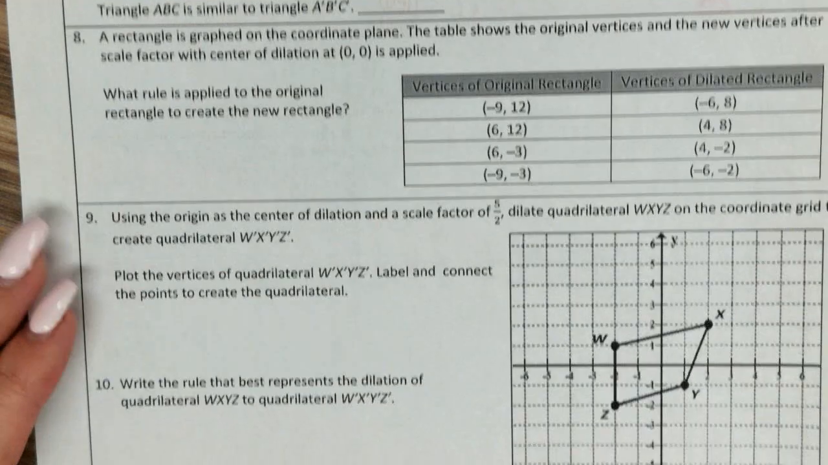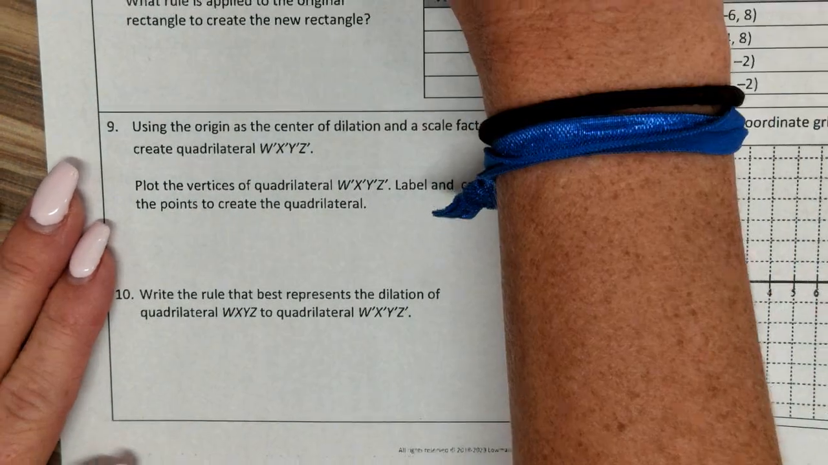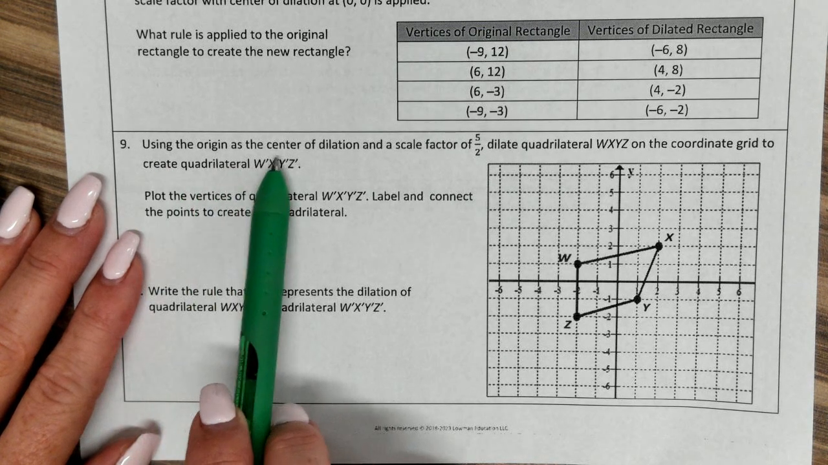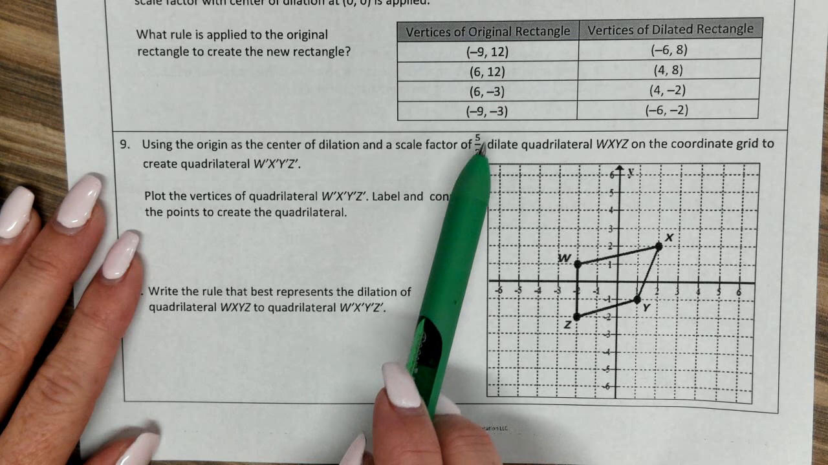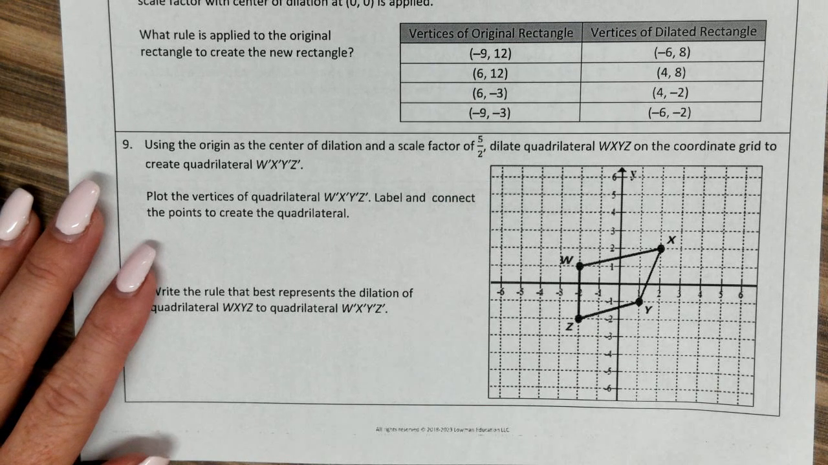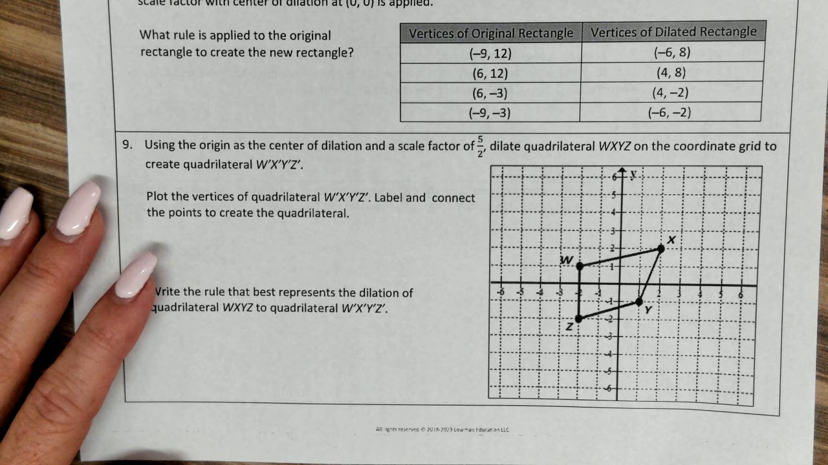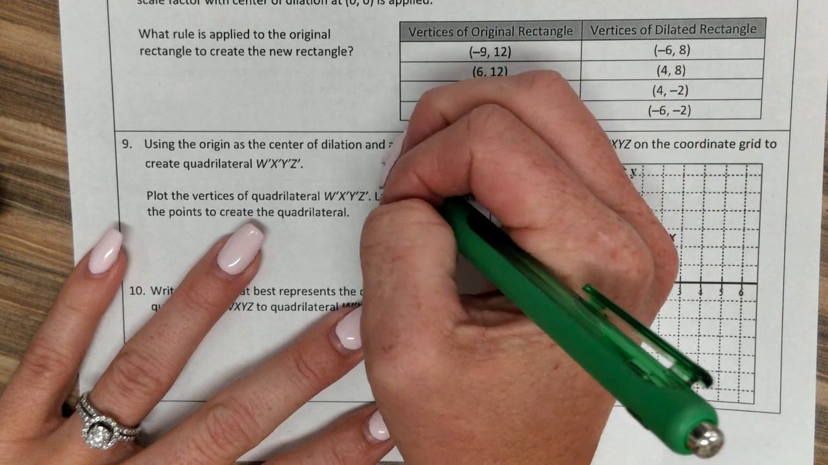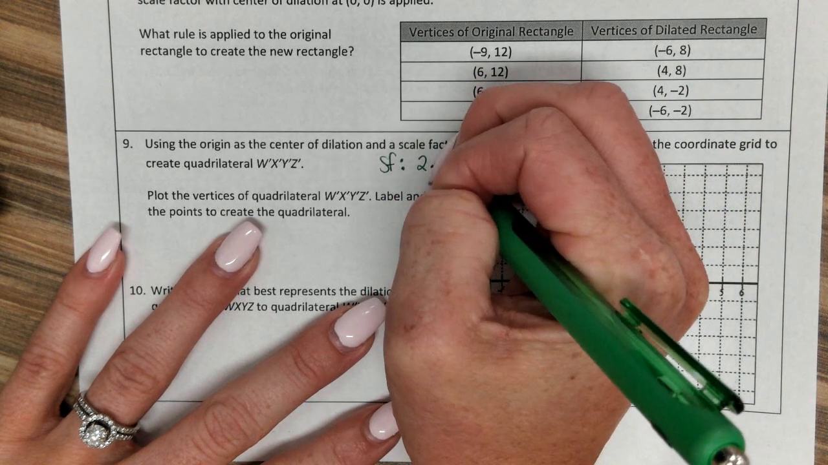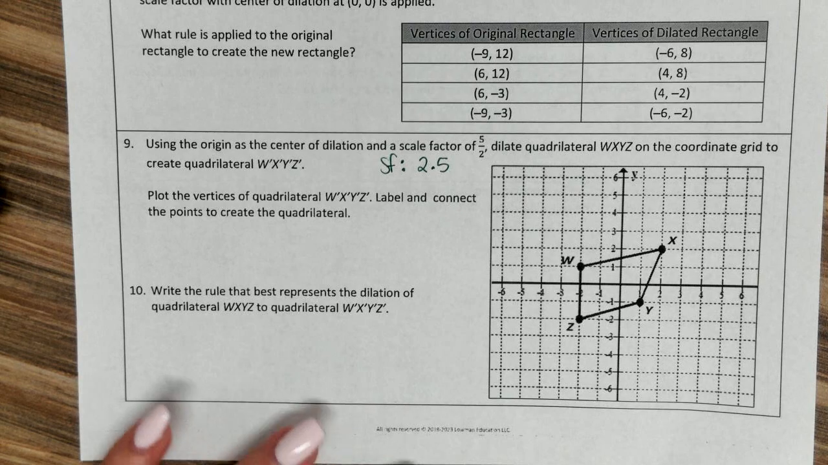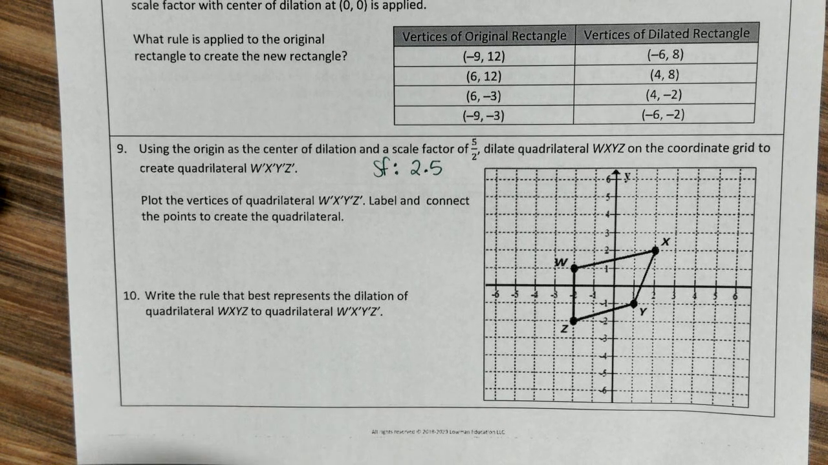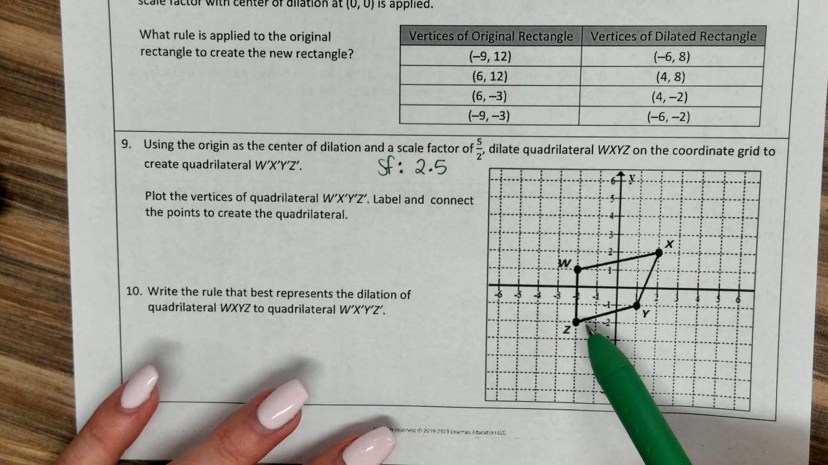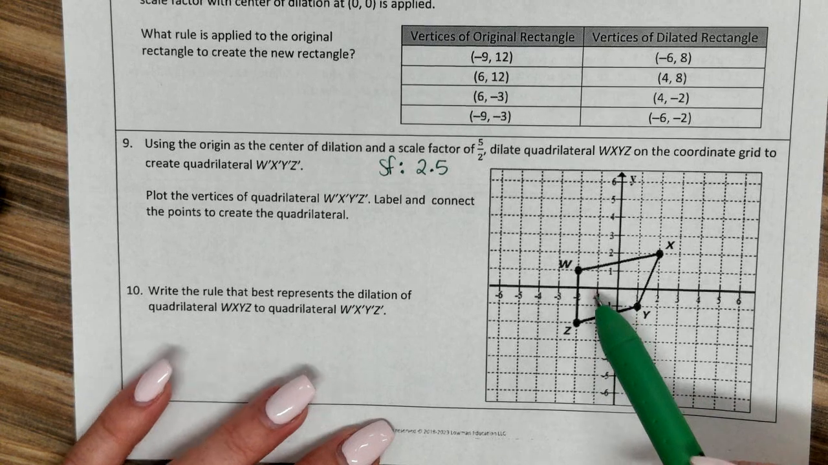Go to number 9. I'm going to help you set up number 9, and then you're on your own. Number 9 says, using the origin as the center of dilation and a scale factor of 5/2. Now, we're going to multiply with that, right? So personally, I like decimals, so I changed 5/2 to a decimal, which is 2.5. The scale factor is 2.5. It wants you to draw the new shape. Here's the old one, okay? But if I want to draw the new shape, I've got to get the coordinates for it.